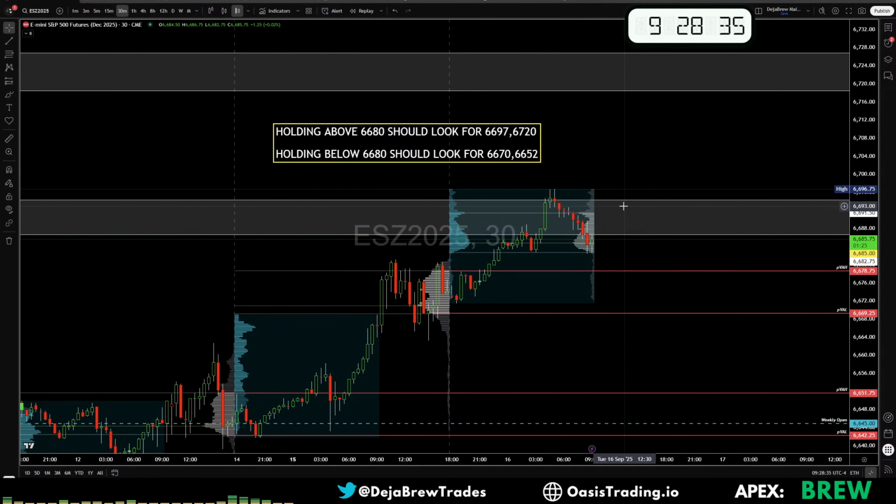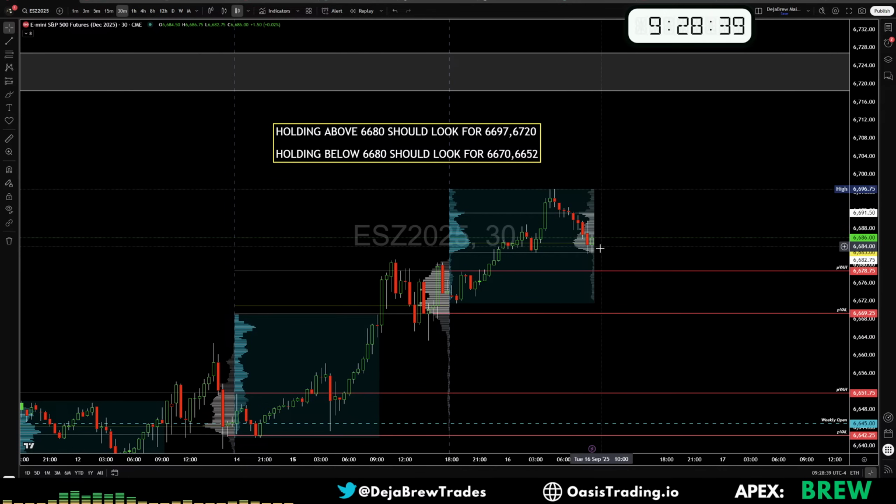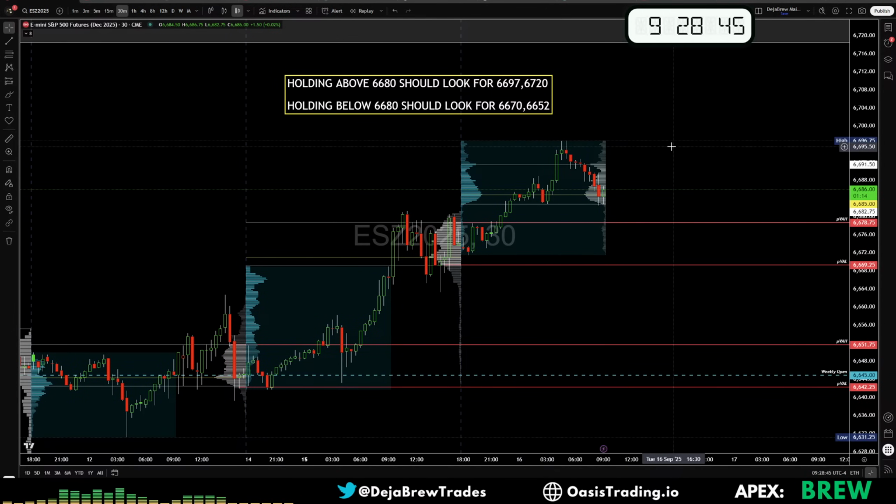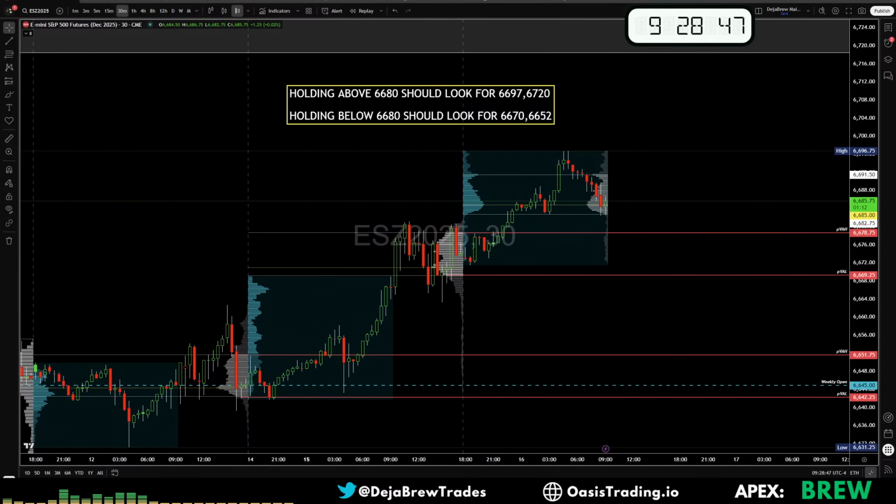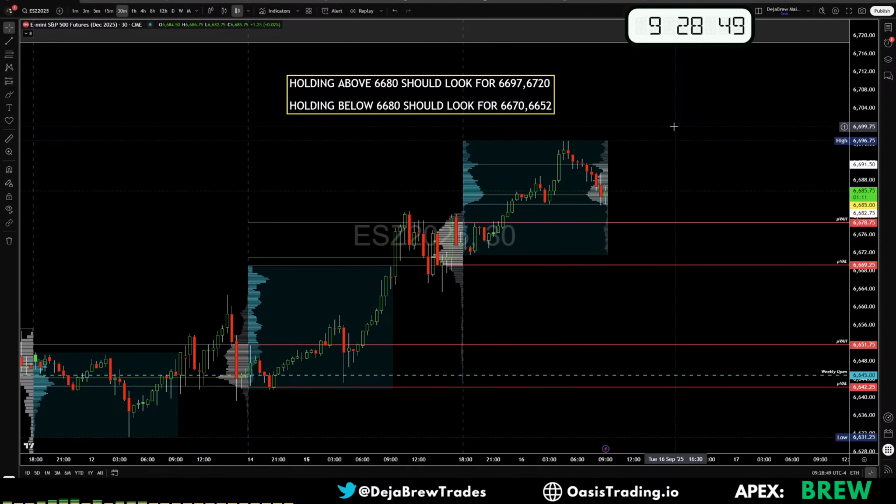Still maintaining that same bias, that P-shape bias. It's not exactly a P-shape. It's kind of like an extended D-shape. But it is trading like a P-shape. Just needs to hold on to that value low.